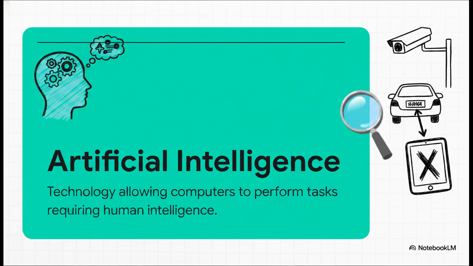A really great practical example of this is those automated traffic cameras. Now, humans are naturally great at looking at a car and reading the number plate, right? But AI allows a computer system to look at that exact same visual data, detect the plate, read the numbers, and literally instantly generate a traffic challan or ticket. So it's essentially human-like intelligence, but completely automated.